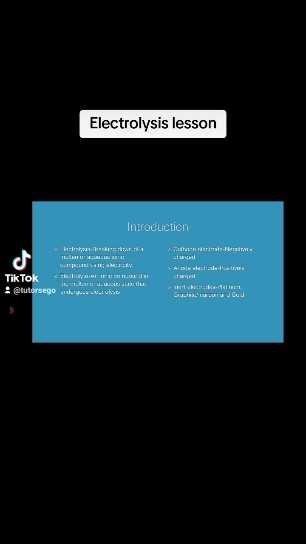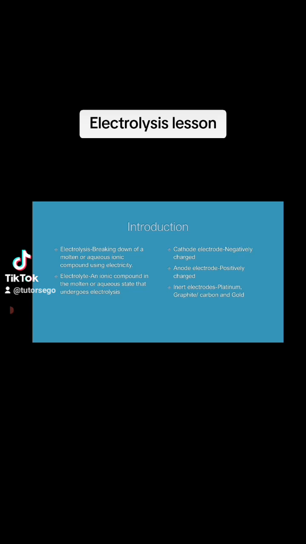Then you have something called an electrolyte. An electrolyte is an ionic compound in the molten or aqueous state. When you say something is in a molten state, it means that it has been melted. And when you say something is in an aqueous state, it means that it has been dissolved in water. So in that electrolyte, we have ions, and these ions move freely and they are attracted to electrodes. So we have the two electrodes.